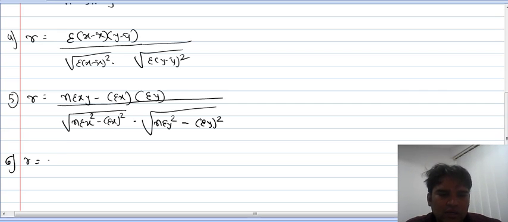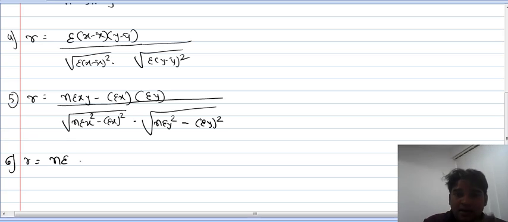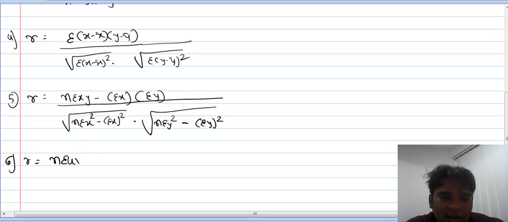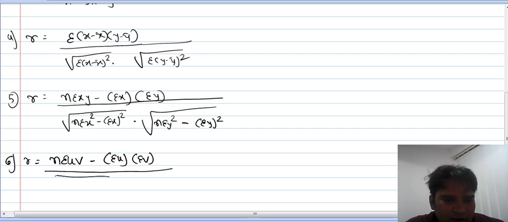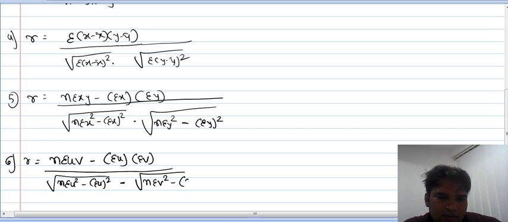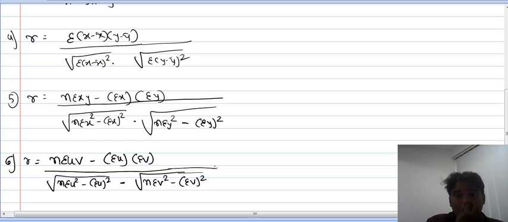R is equal to n sigma. Now in the fifth formula there is xy, so instead of x we will write u and instead of y we will write v. So n sigma uv minus sigma u sigma v, right? And here under root n sigma u square minus sigma u whole square, into under root n sigma v square minus sigma v whole square. Understood this?